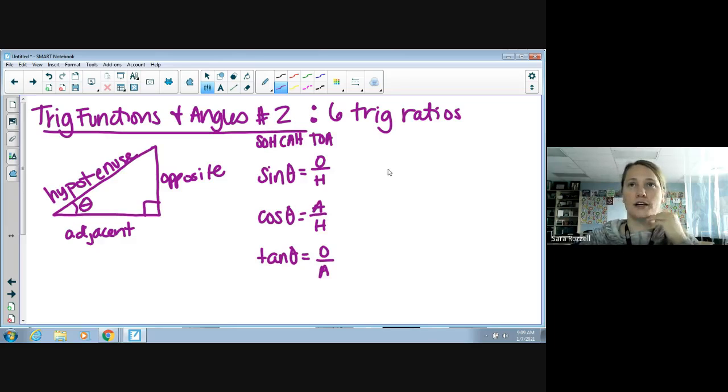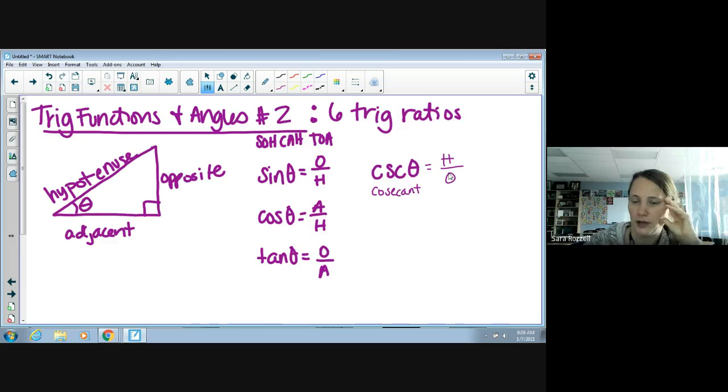Okay, and our next 3 are just the reciprocals of our original trig functions. So I'm going to put their abbreviations, but then underneath I'm going to actually spell out what it is so that you know. So you're not calling it like CSC or something. So we have, this first one is cosecant. And it is just the reciprocal of sine. So it is hypotenuse on top and opposite on the bottom.